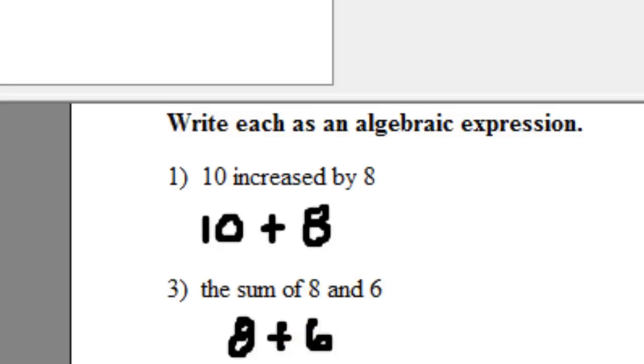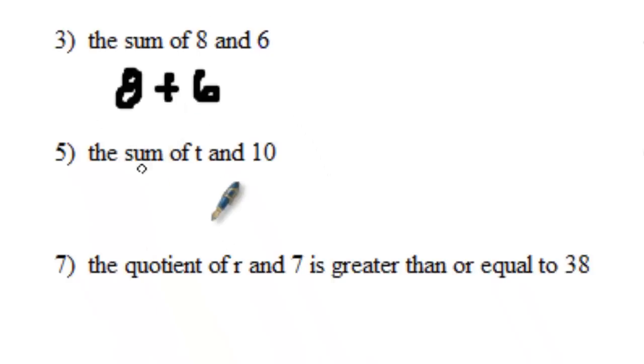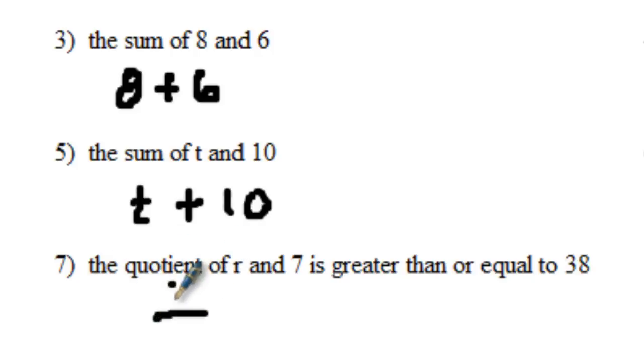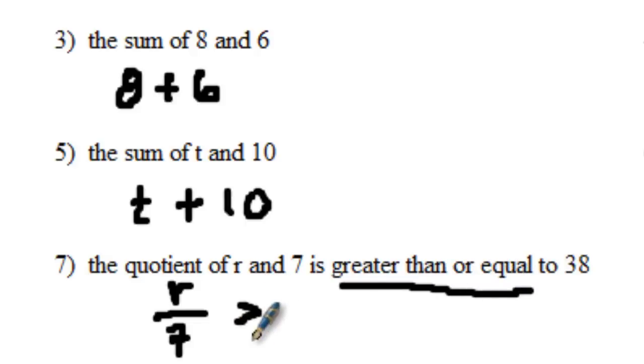The only time we're looking for a change is if we have the word "than." The sum, that's an addition word, of what? T, so T comes first, and 10. Okay, here's the next one. The quotient, that means divided by, R and 7, R divided by 7, is greater than or equal to. Now this is an inequality here. This is a greater than or equal to, and then 38. Okay. And again, notice we're just going from left to right. Left to right in English, left to right in math.